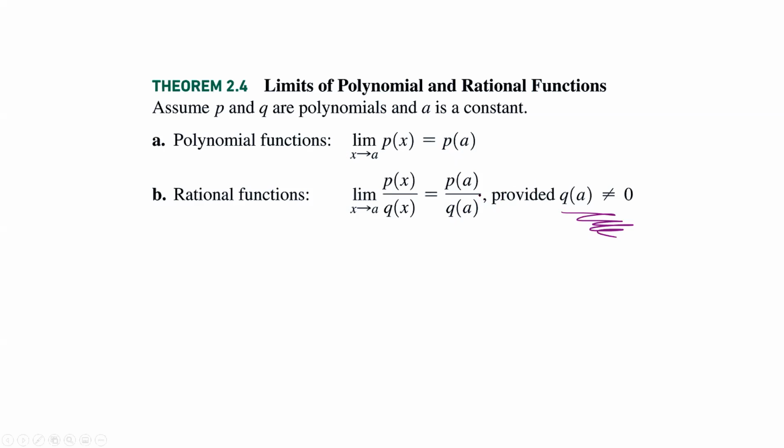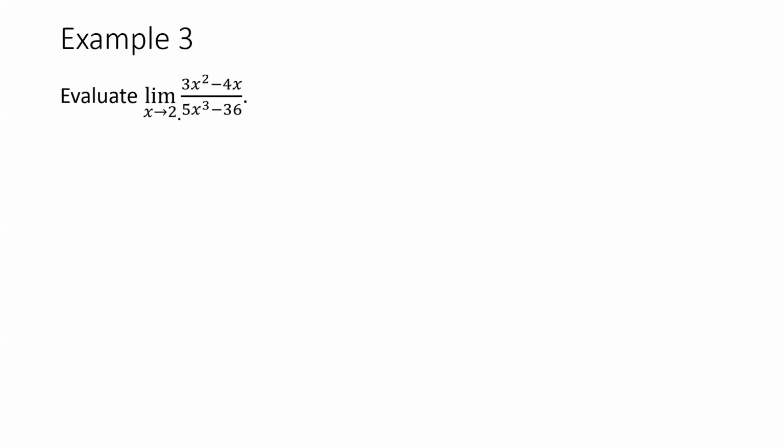So let's just practice this with a couple of simple examples. How would I evaluate the limit as x approaches 2 of 3x squared minus 4x over 5x cubed minus 36? Well, I should maybe just mentally check really quick: does this give me 0 in the denominator if I plug in 2 for x? If I do 2 cubed, that's 8. 8 times 5 is 40. And then 40 minus 36 is 4. So I don't get 0 in the denominator, so we're good to go. So I can just plug in 2.